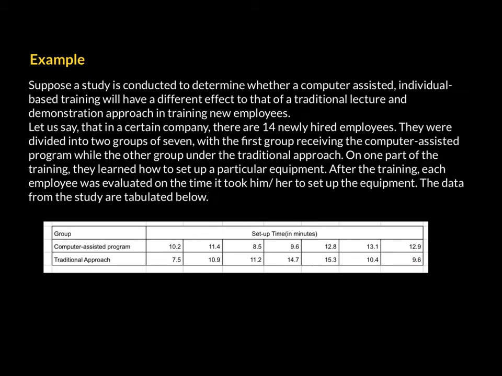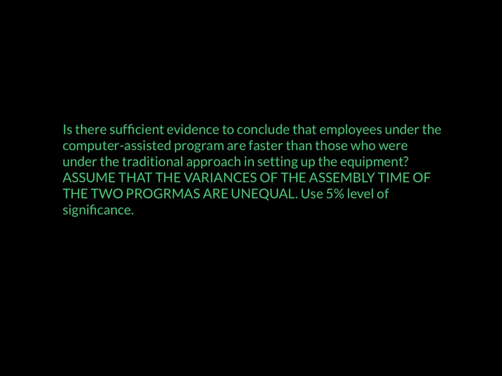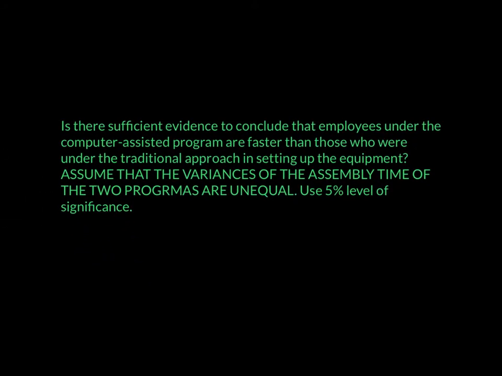For this problem, we want to check whether there is sufficient evidence to conclude that the employees under the computer-assisted program are faster than those under the traditional approach in setting up the equipment. And in particular, we want to assume that the variances of the assembly time of the two programs are unequal. The level of significance to be used in this test is 5%.